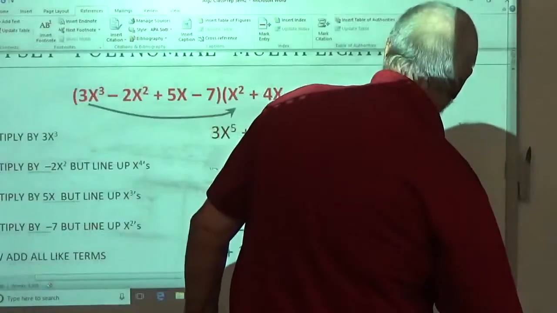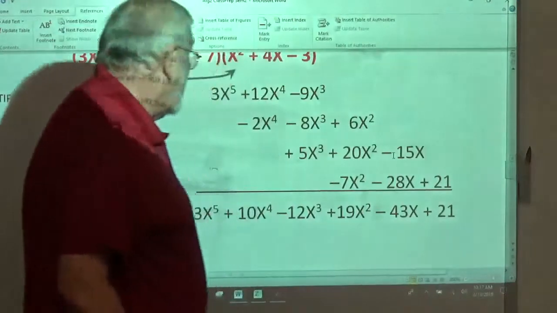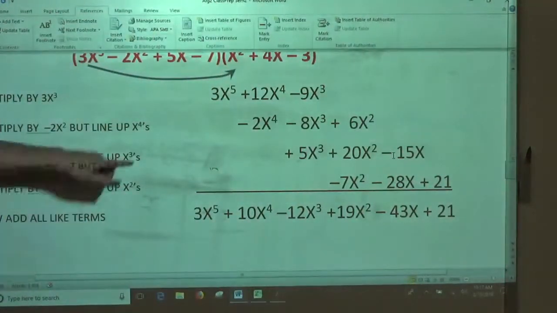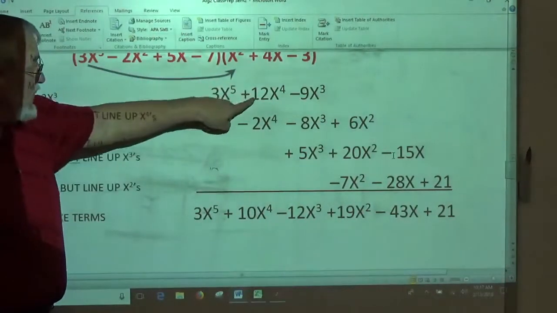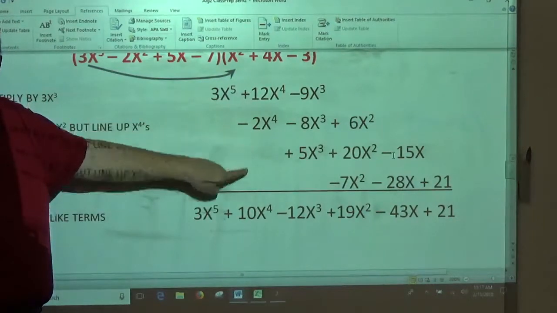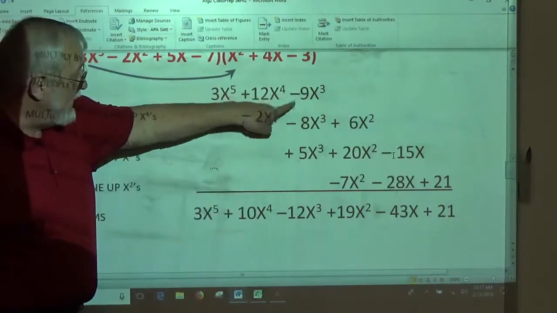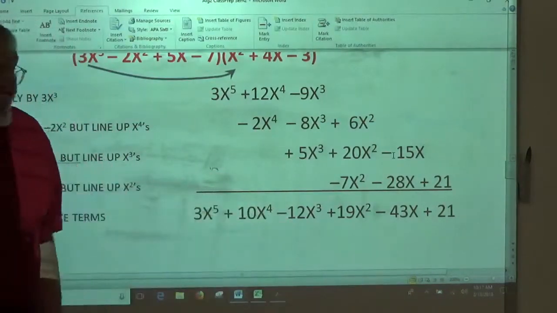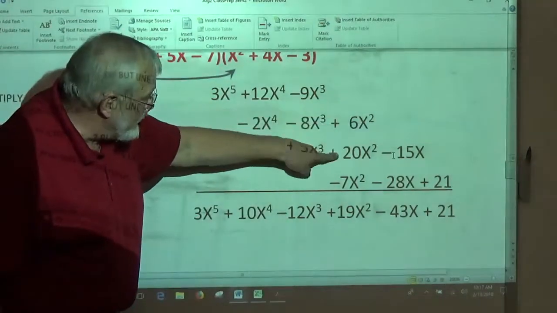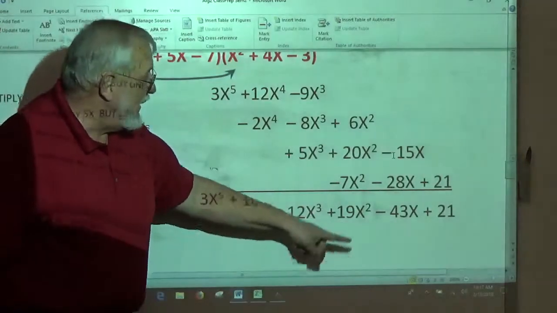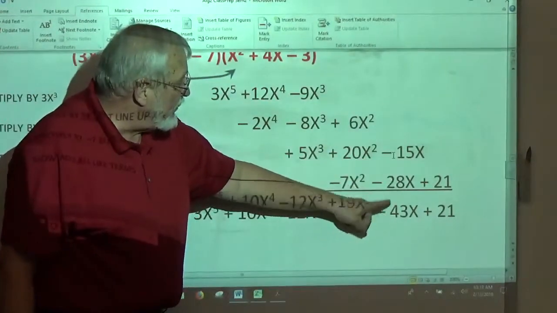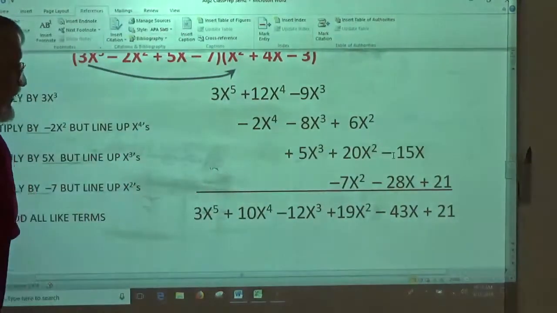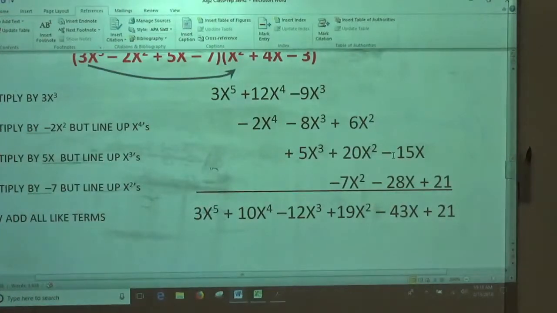And so now, when you do the adding, you just add your like terms. That comes down first, 12 minus 2, 10. And this is -17 plus 5, -12. And this is 26 subtract 7, 19. And these two are both negative, so that's 43. And then the 21 on the end. There's nothing else to go with it.